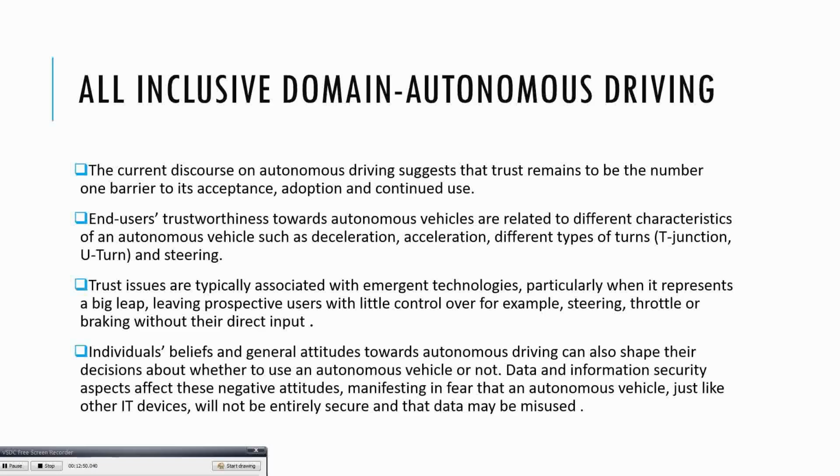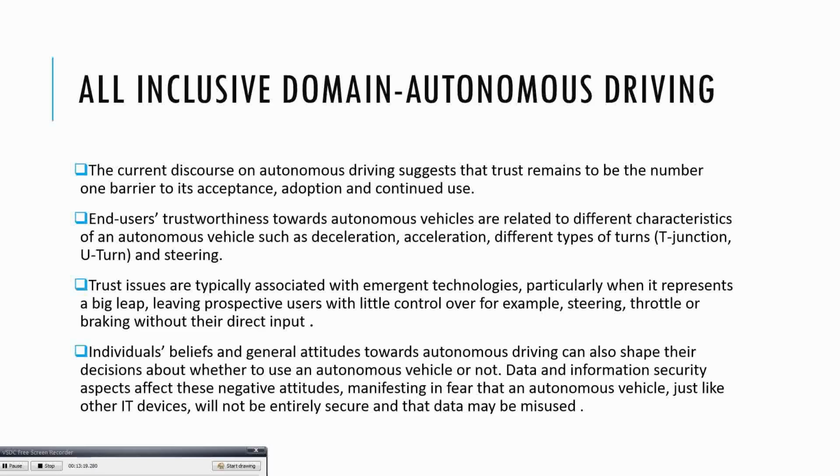Trust issues are typically associated with emergent technologies, particularly when it represents a big leap, leaving prospective users with little control over, for example, steering, throttle, or braking without their direct input. Because the end user is not directly controlling the car, there is a trust issue whether it will work or not.